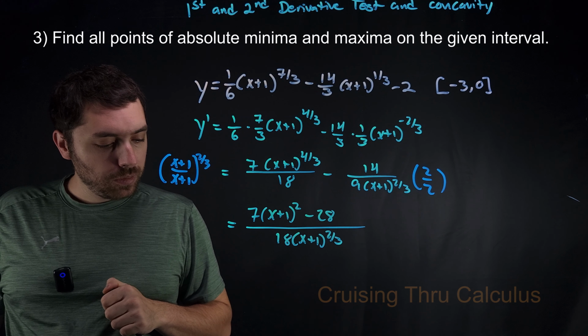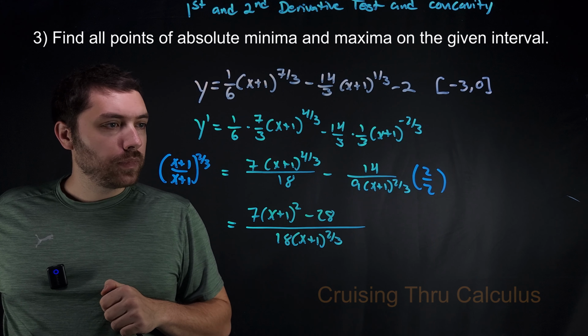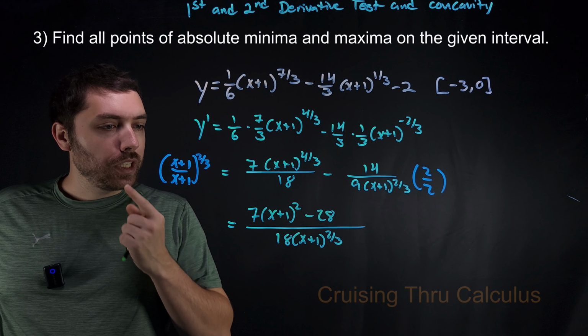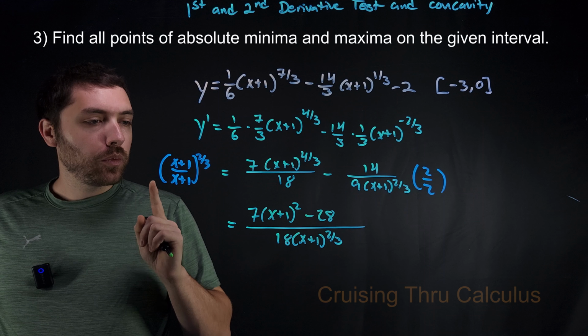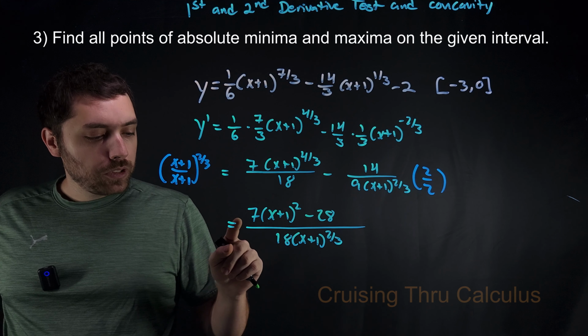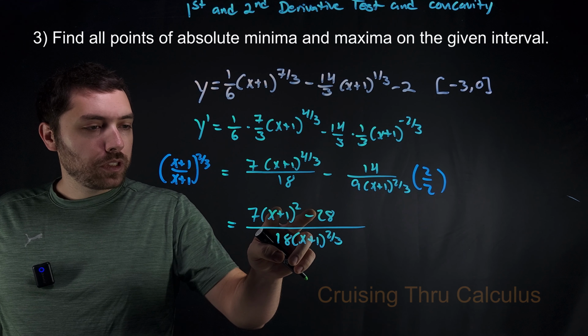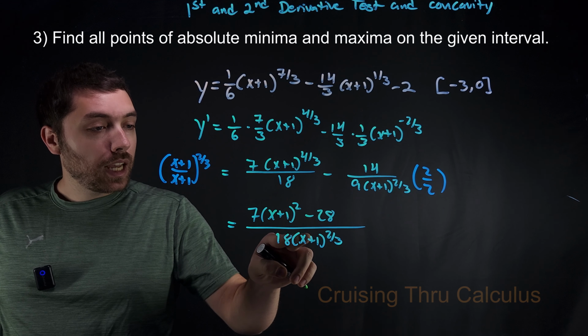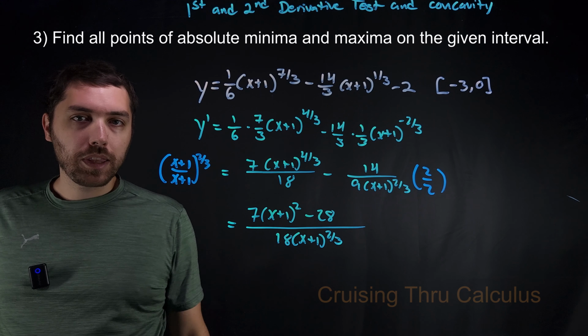All right, this is looking pretty good here. Now, what do we need to do next? We need to figure out where it's equal to 0 and where it does not exist. Well, okay, where it's equal to 0 is going to be where the numerator is equal to 0, and where it does not exist is where the denominator is going to be equal to 0. So let's take a look at that.